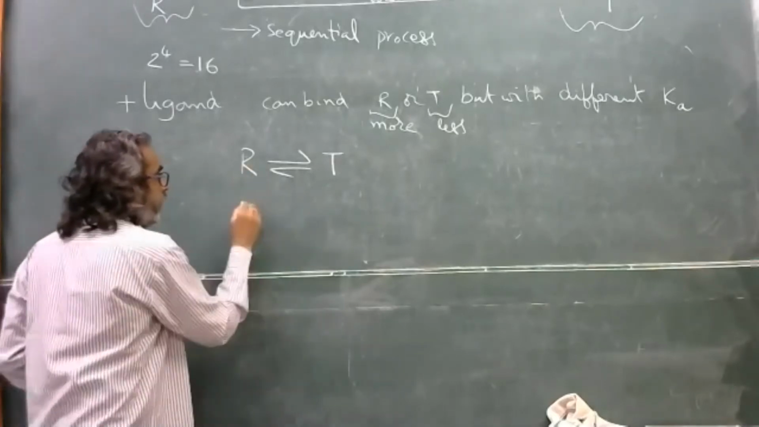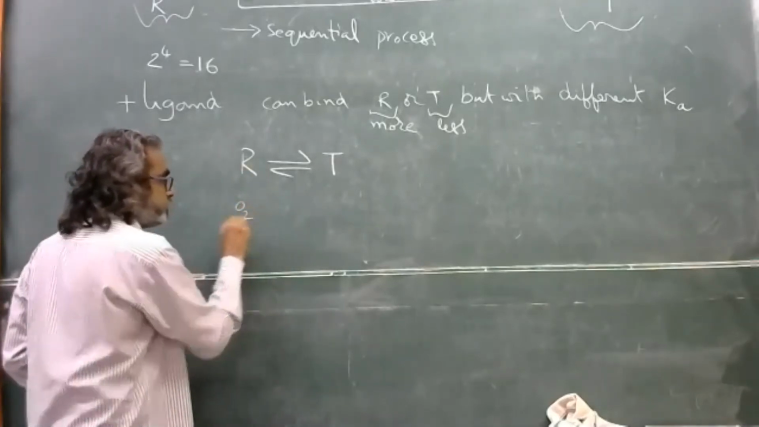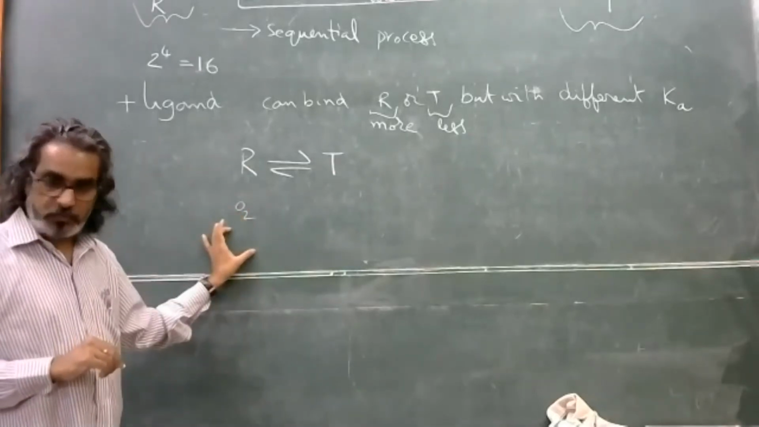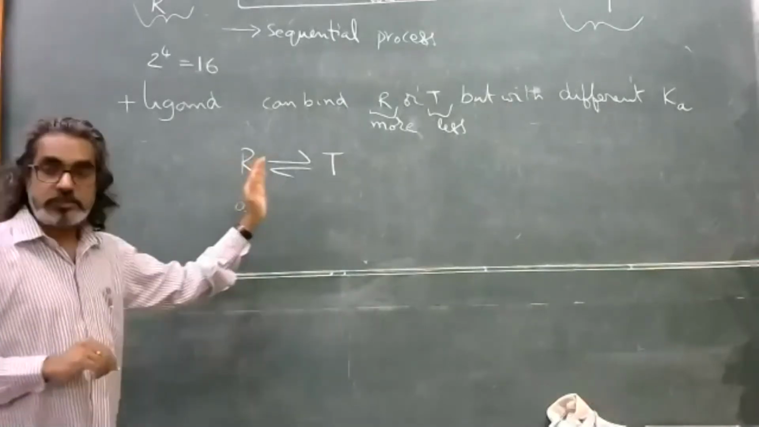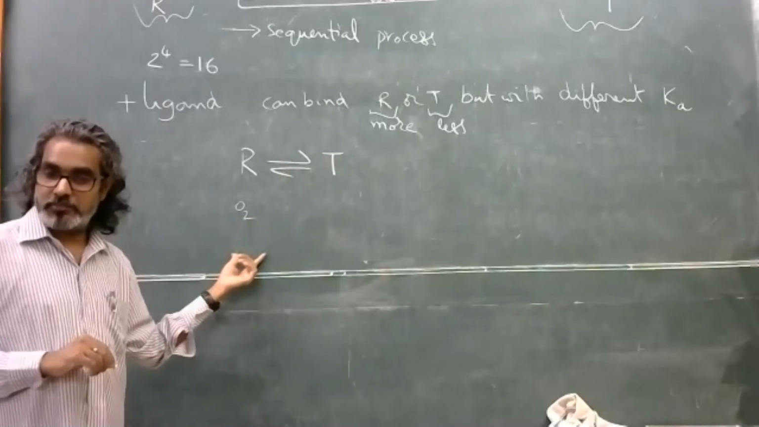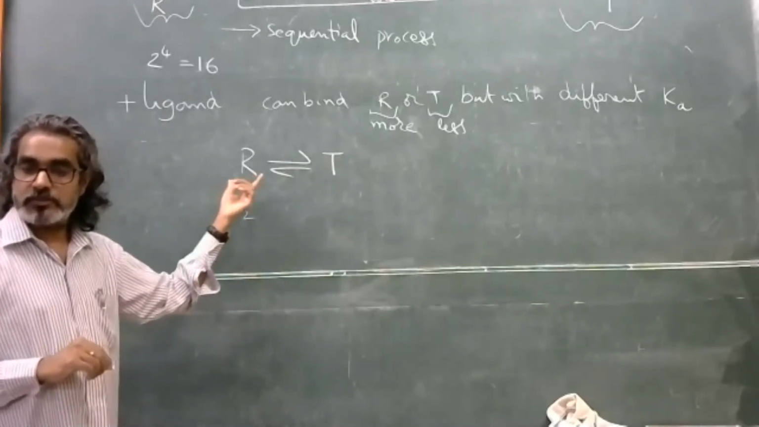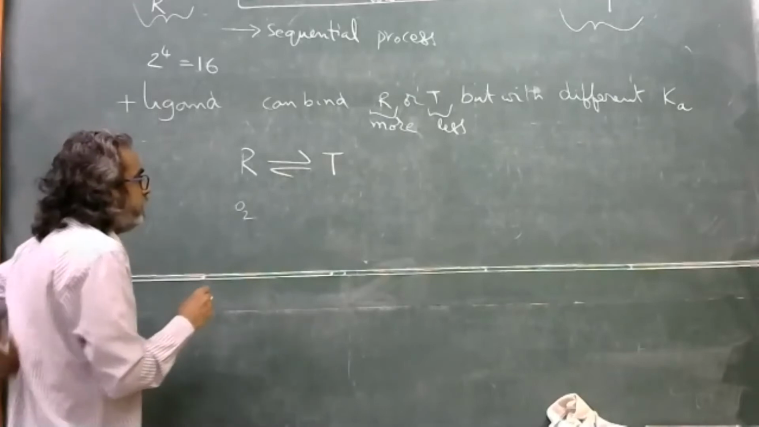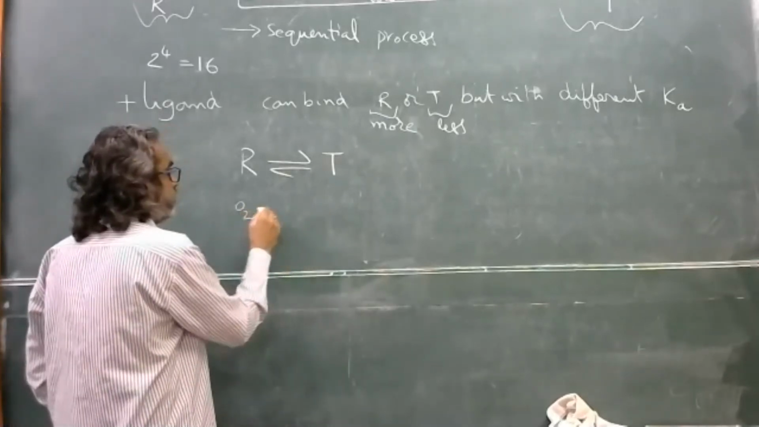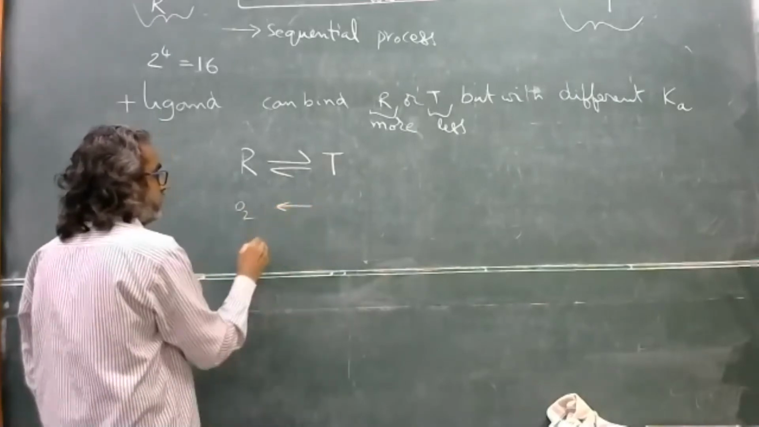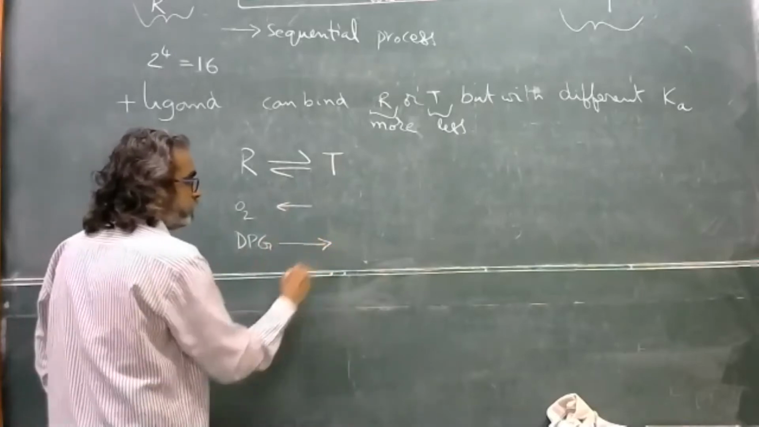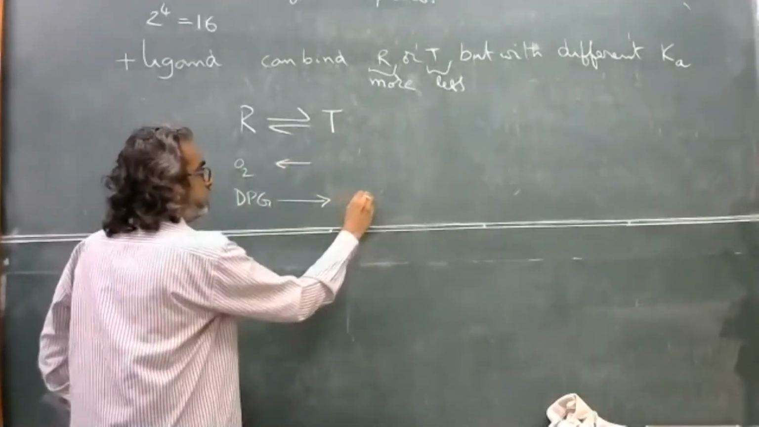Let's say R prefers oxygen, which means that if you have more conformation of R, then more oxygen is bound. But if you shift this equilibrium to T, then you have less oxygen binding because oxygen prefers relaxed. So DPG actually shifts this equilibrium. Oxygen shifts the equilibrium to this side, but the DPG shifts the equilibrium to this side.